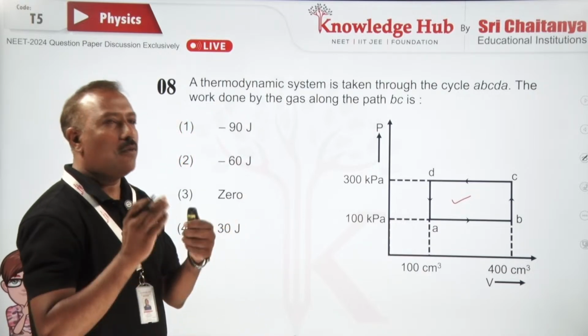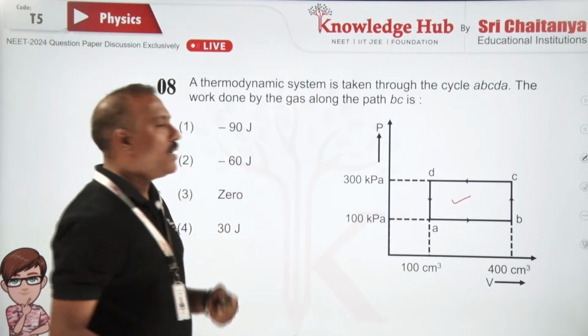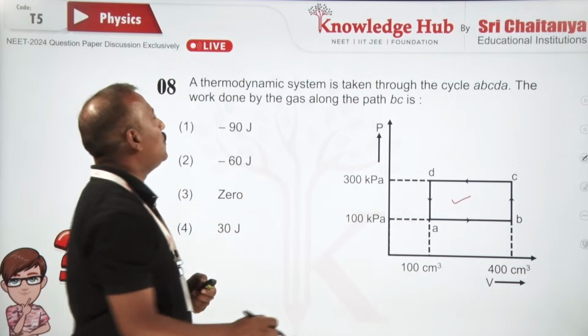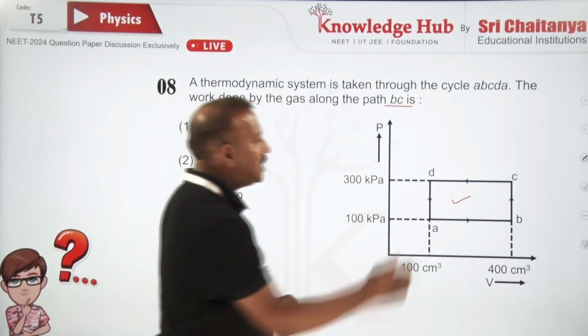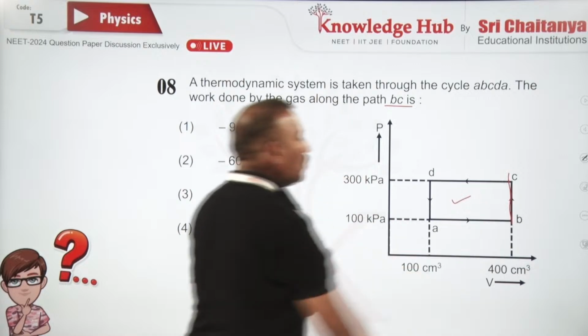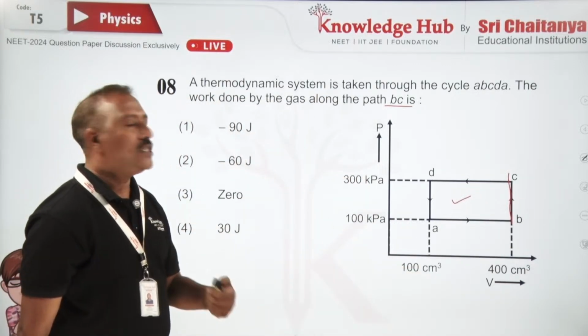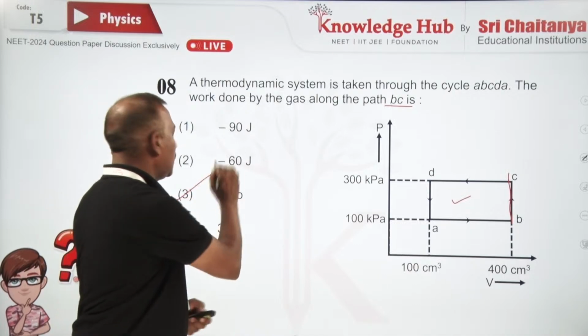Observe this. They want to confuse you, and they have given a cyclic process, and you will be tempted to find the total work done in the cyclic process. But actually, we are asked to find only for the path BC, and this path BC is an isochoric process. During an isochoric process, there is no change in the volume, therefore no work is done. Therefore, option 3 is correct.